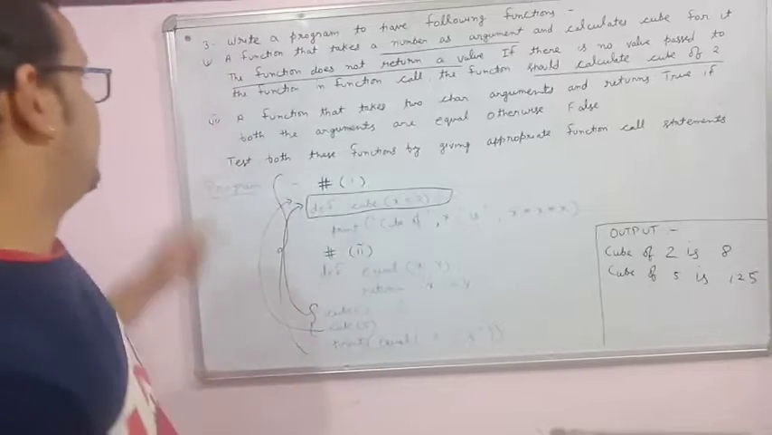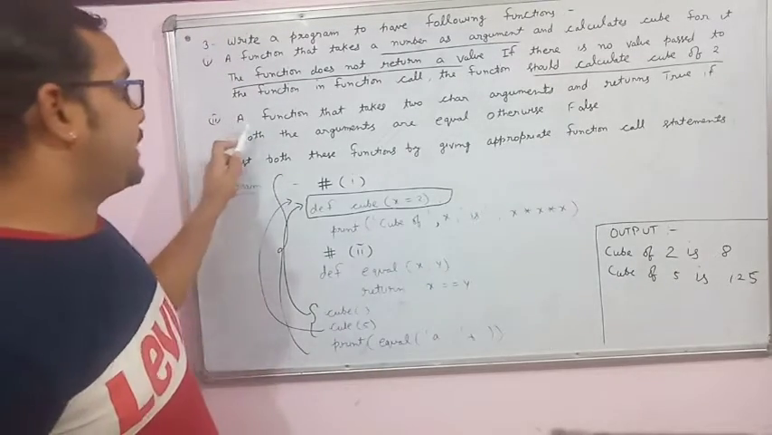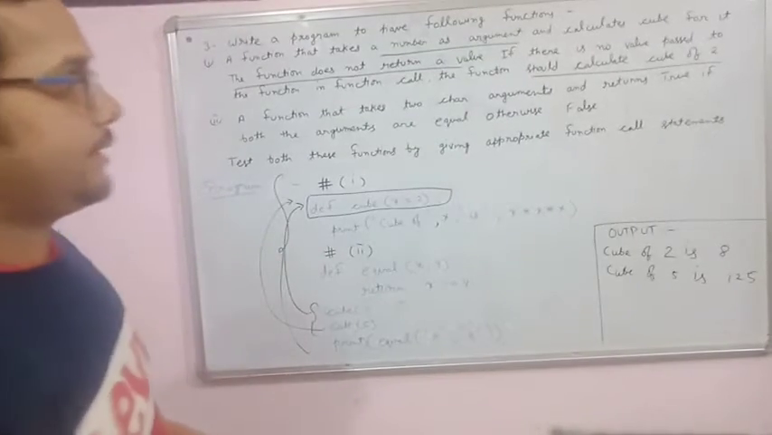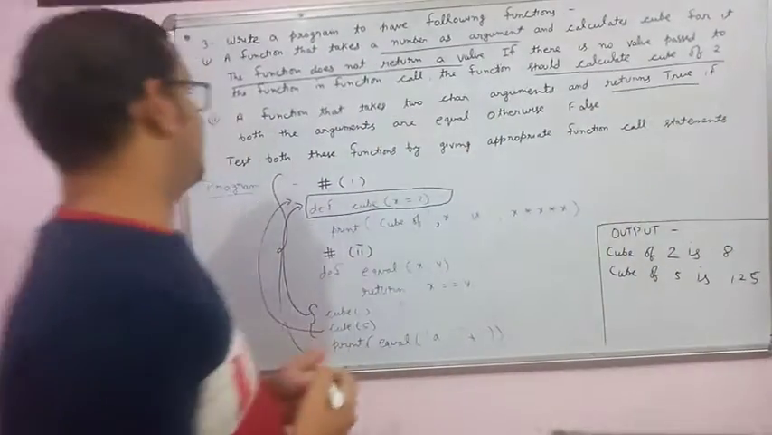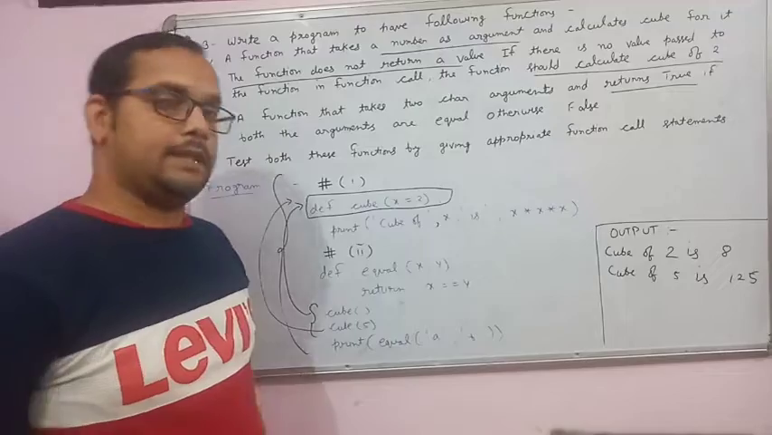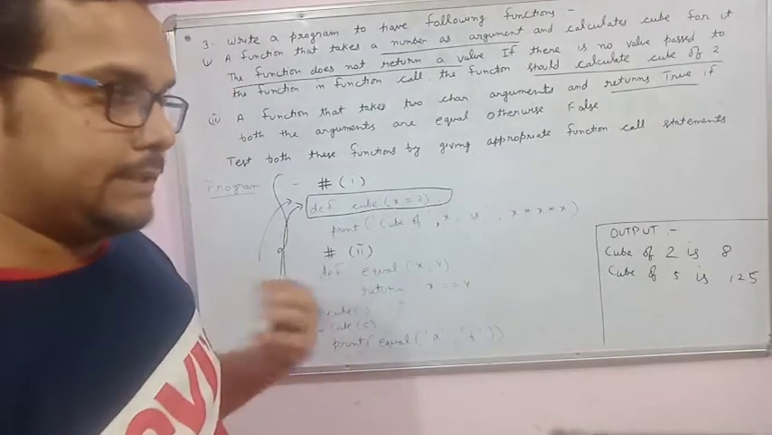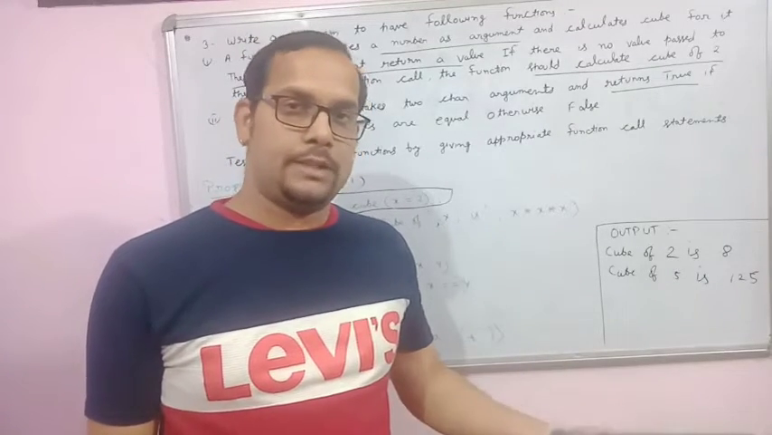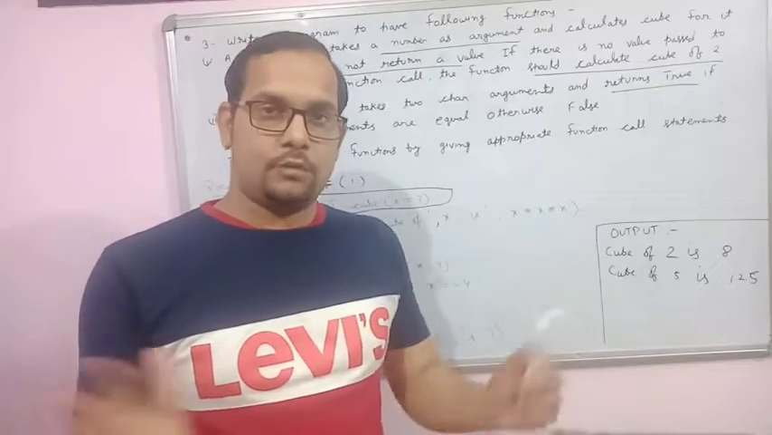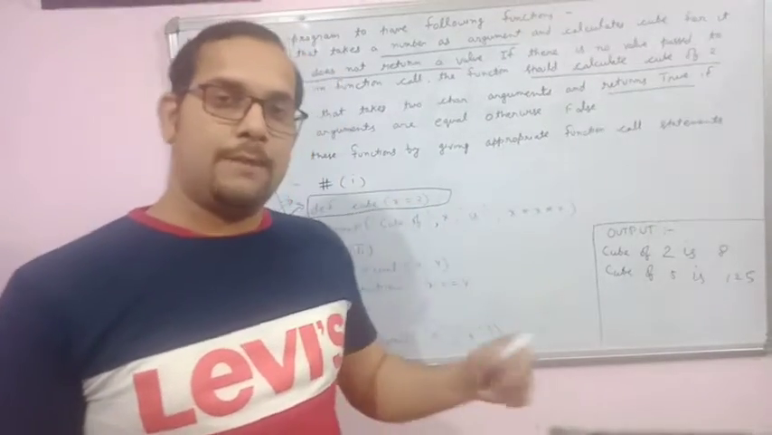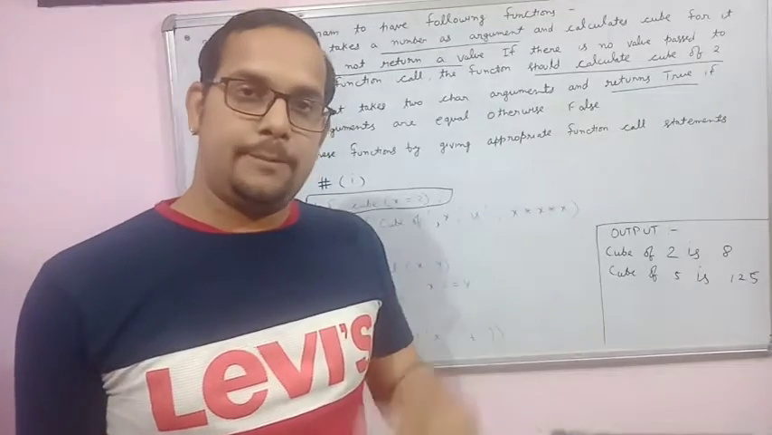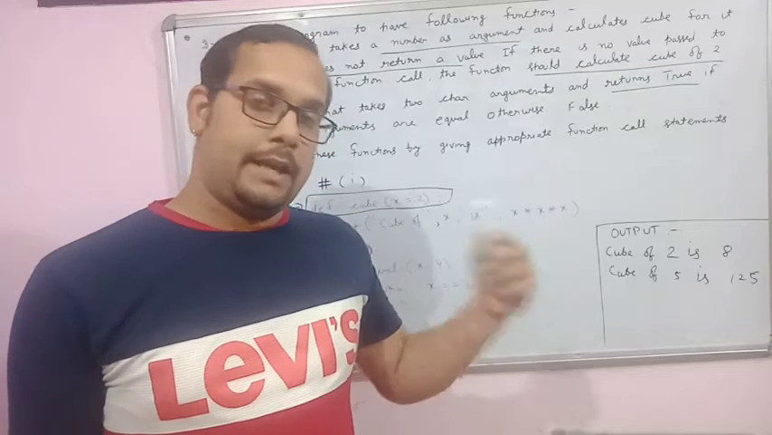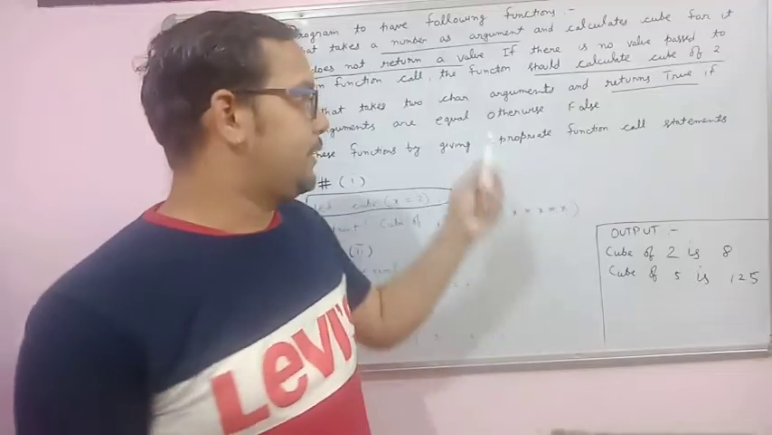Now the second part of this program: a function that takes 2 char arguments, means 2 character type arguments, and returns true if both the arguments are equal, otherwise false. Suppose I am passing h, h, means the first argument value is h, the second argument value is h. Now both are equal, so it will return true. Or suppose I am passing a and b, then a equal to b? No, it is false. So it will return false.